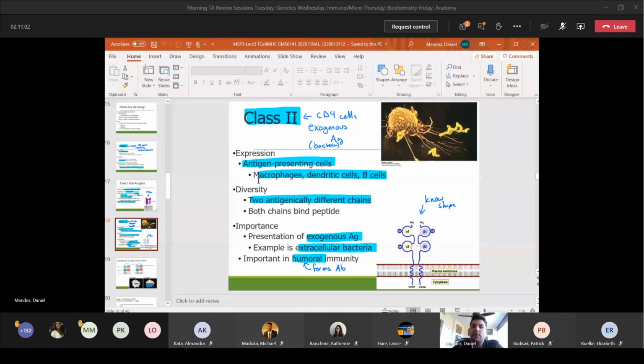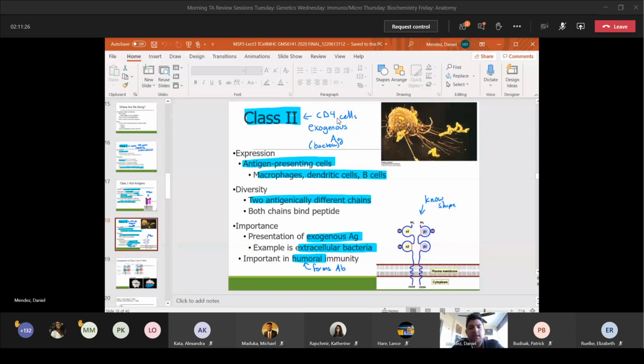So class 2 are only on B cells and APCs, so the macrophage and dendritic cells. These are the only cells we find class 2 on. What happens is the bacteria, just like we went through before, the macrophage notices it, breaks down the bacteria, gets the antigen, presents it to a CD4 T cell. This is also known as a helper T cell. We're going to get into this a lot more. Just try to remember 4.